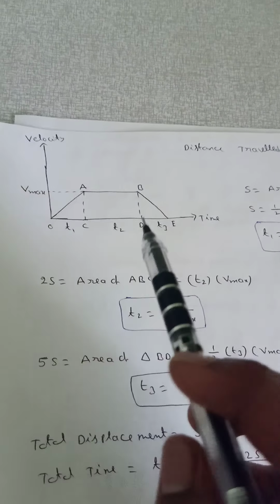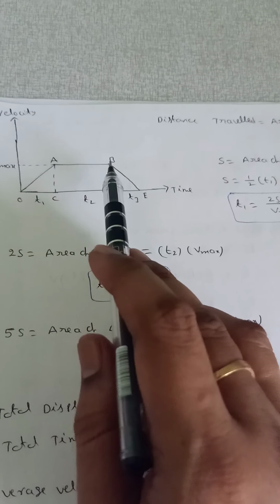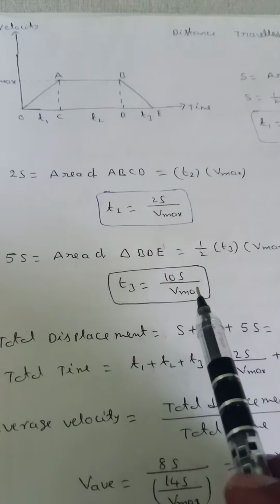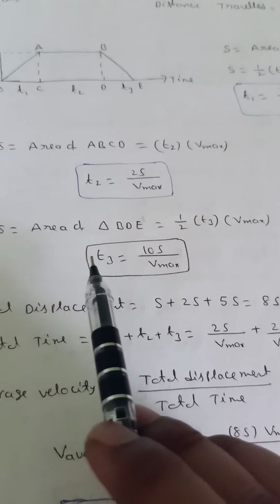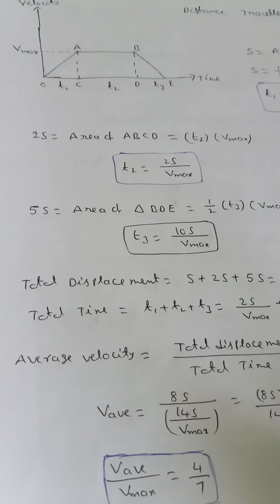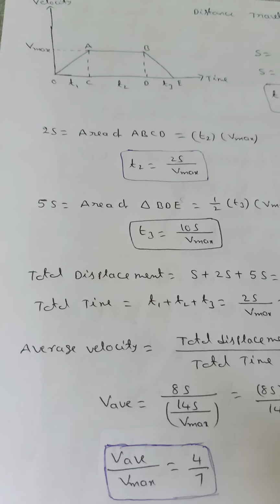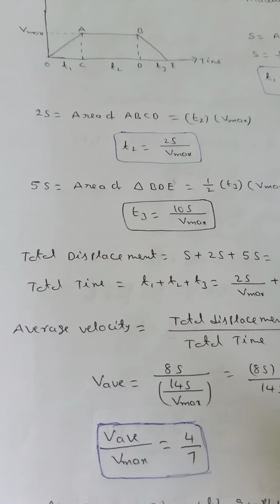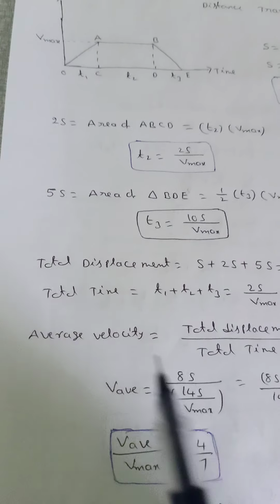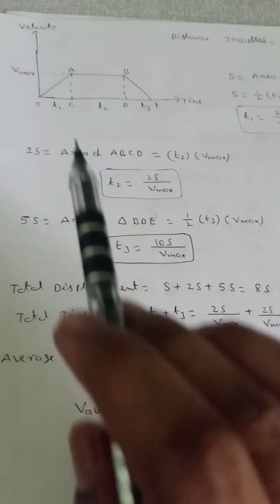And the last one, uniform retardation from B to E. The distance traveled 5s is equal to the area under BDE, that means half into t3 into V maximum. So t3 is equal to 2 into 5s, 10s by V maximum. Now find the value of average velocity. Average velocity means total displacement by total time. First of all, we calculate the total displacement.